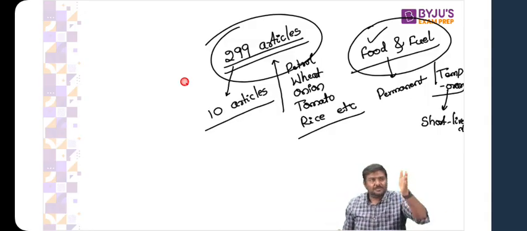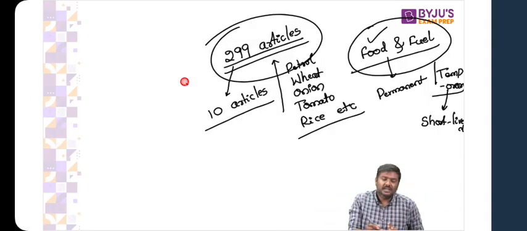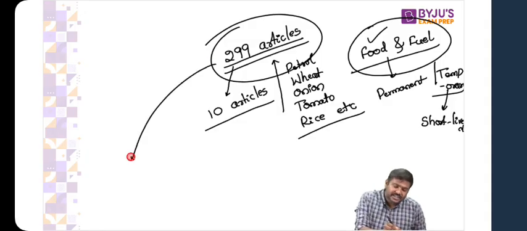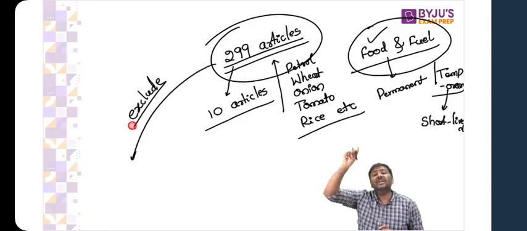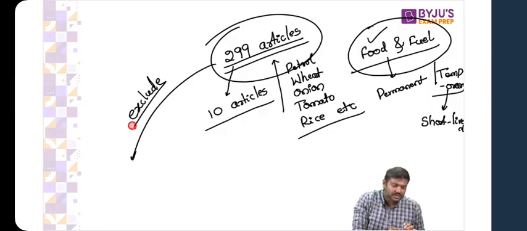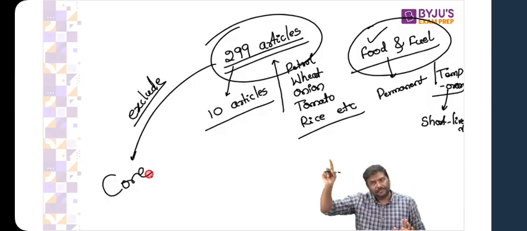So remember this: if I exclude these commodities whose prices are short-lived in nature, temporary in nature, and calculate inflation for the remaining, it is called core. But if I calculate for all the 299 articles, it is called headline.